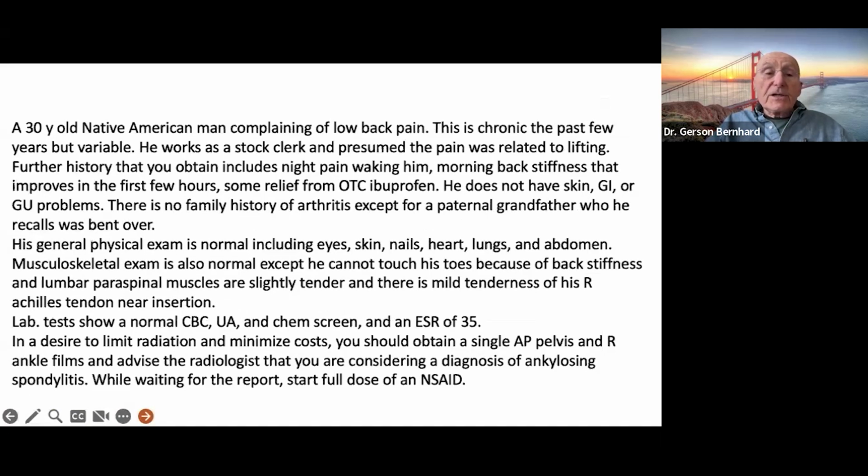Now, by contrast, here's a 30-year-old Native American man who comes in, and he's got some back pain. He works as a stock clerk. He's always thought that the pain's related to his work, his overlifting, etc. And he's taken some ibuprofen, over the counter, and it sort of gives him some relief as long as he takes it.